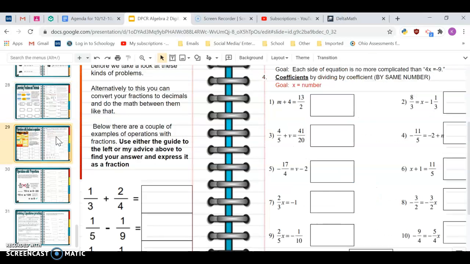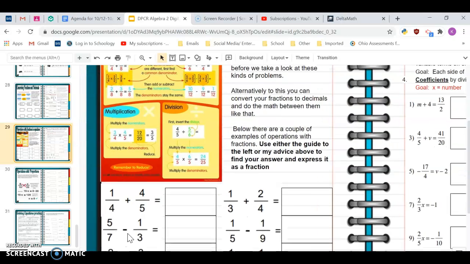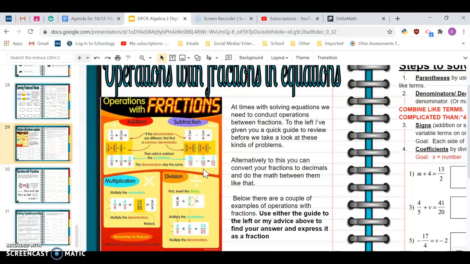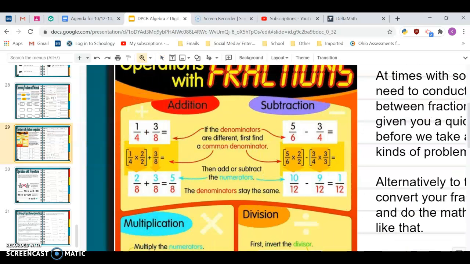Now coming over here, on our next page, we are dealing with operations with fractions in equations. Sometimes in solving equations, we need to conduct operations between fractions. To the left, I've given you a guide of how to go through these things. With adding and subtracting fractions, and I'm going to zoom in here just in case you can't see, we have to make sure that our denominators are common.